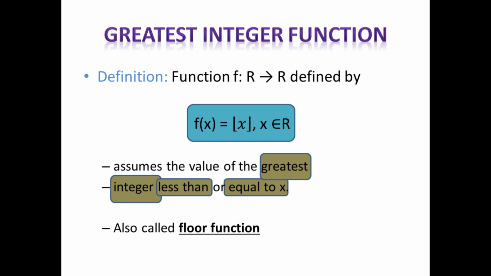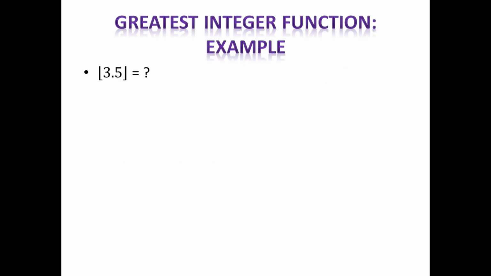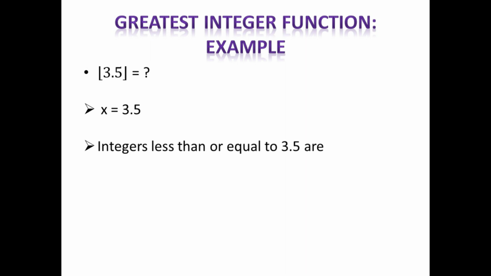So to understand it better, let us look at an example. So we are asked to find out the greatest integer function of 3.5. So first we look at the integers that are less than or equal to 3.5. These are 3, 2, 1, 0, minus 1 and so on up to minus infinity. These are all the integers that are less than or equal to 3.5. And now we pick out the greatest one out of it.